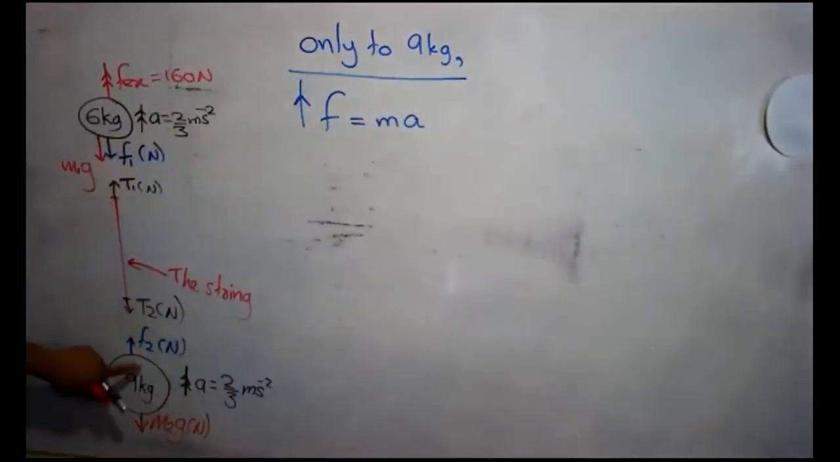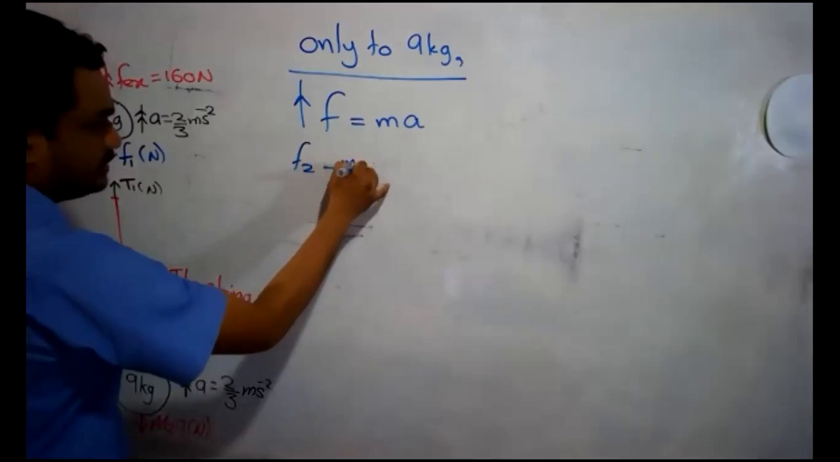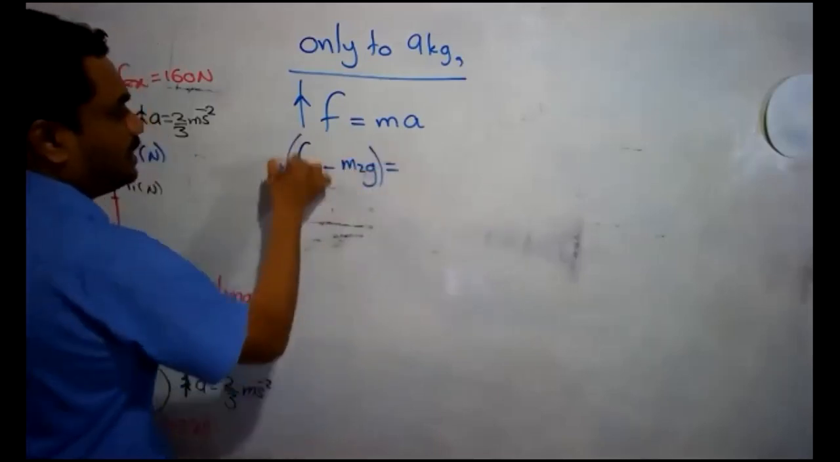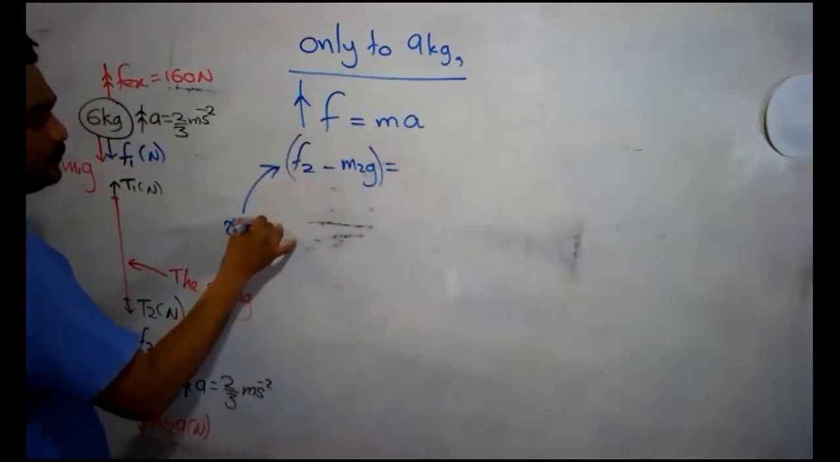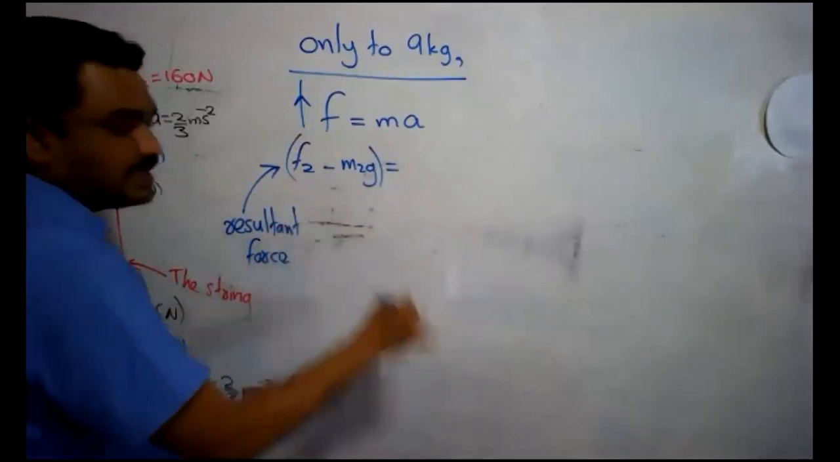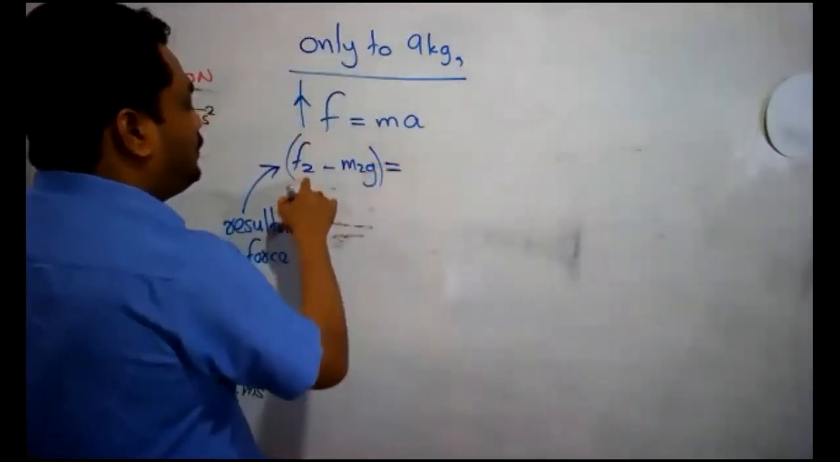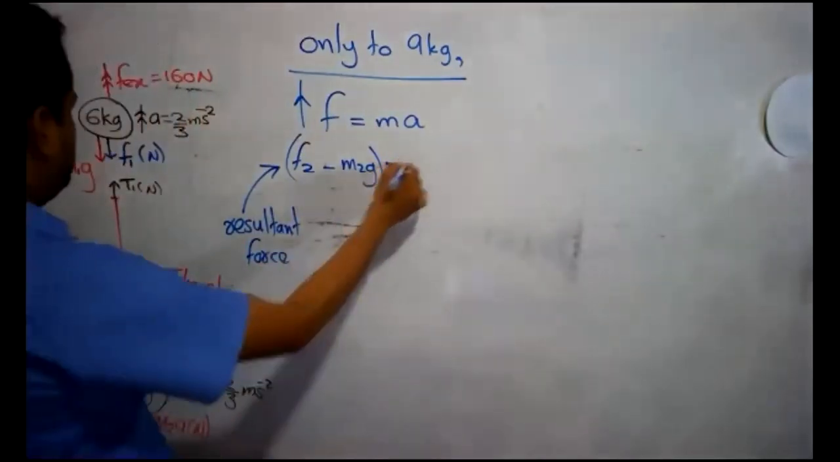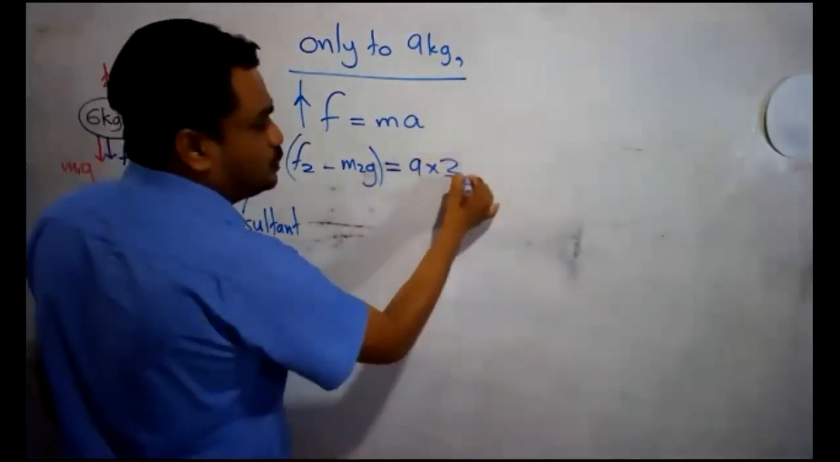The upward force acting on the 9 kg object is F2. The downward force acting on the 9 kg object is M2G Newton. Now the total upward force is F2 minus M2G. The total upward force acting on the 9 kg object is said to be the resultant force. What is the term that we used here? Resultant force. Resultant force acting on the 9 kg object is F2 minus M2G. Mass is 9. Acceleration is 2 by 3.